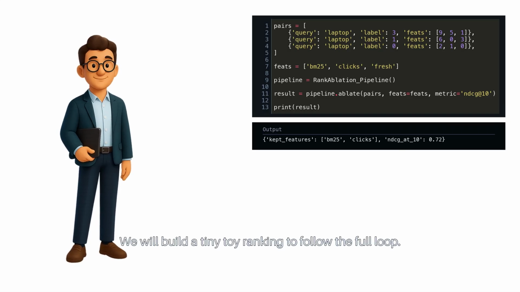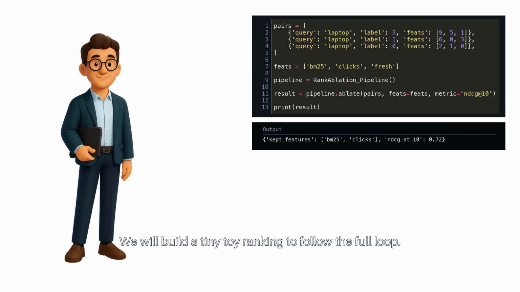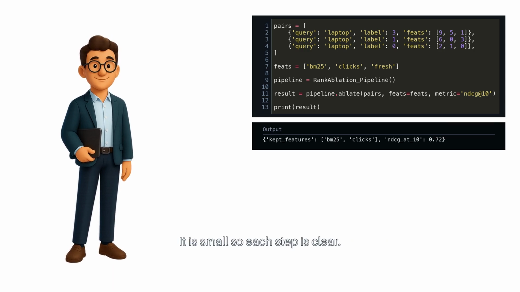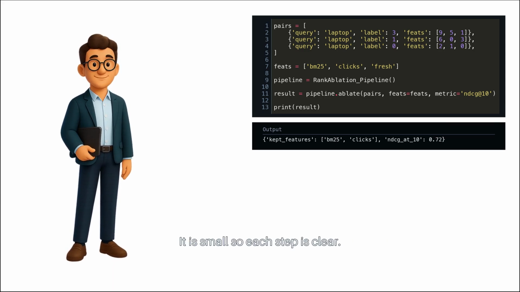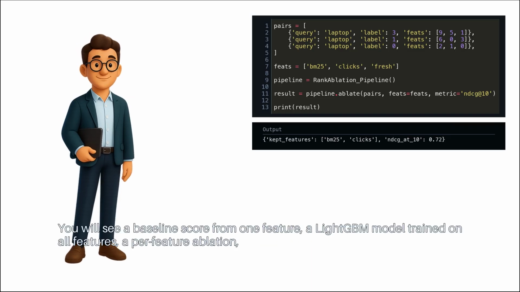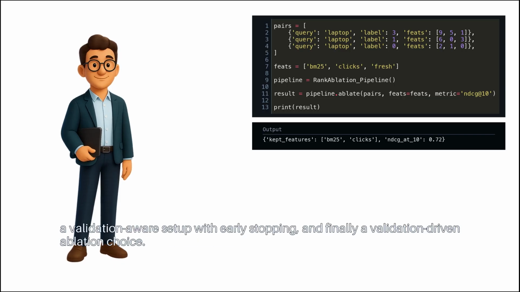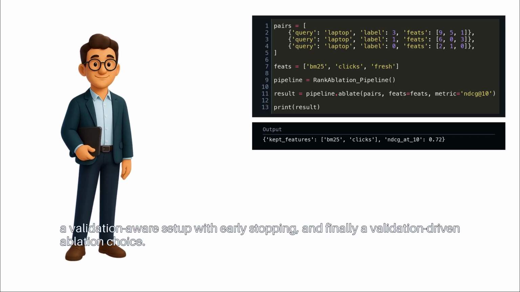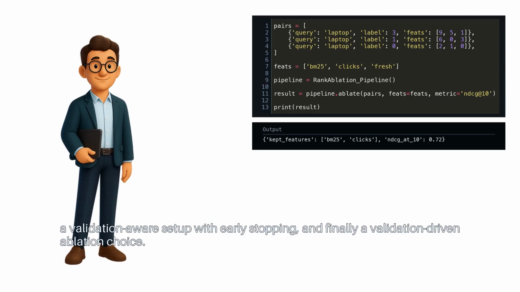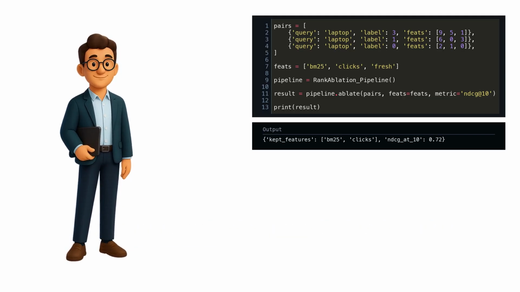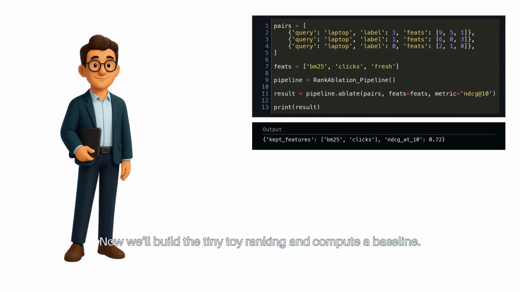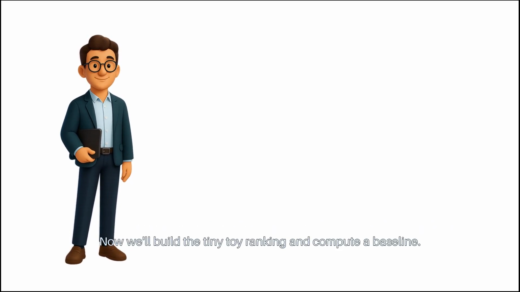We will build a tiny toy ranking to follow the full loop. It is small, so each step is clear. You will see a baseline score from one feature, a LightGBM model trained on all features, a per-feature ablation, a validation-aware setup with early stopping, and finally a validation-driven ablation choice. Now we'll build the tiny toy ranking and compute a baseline.